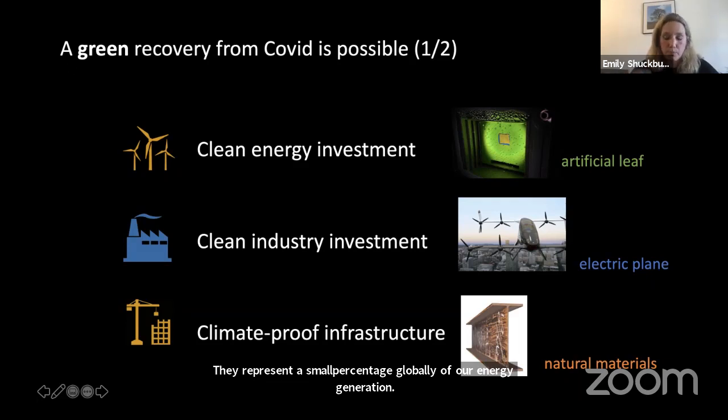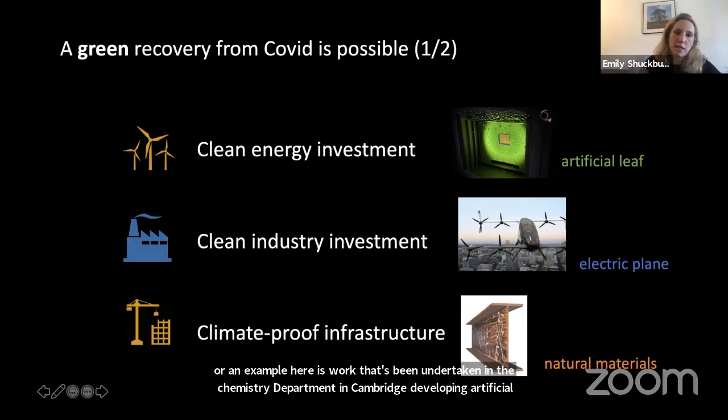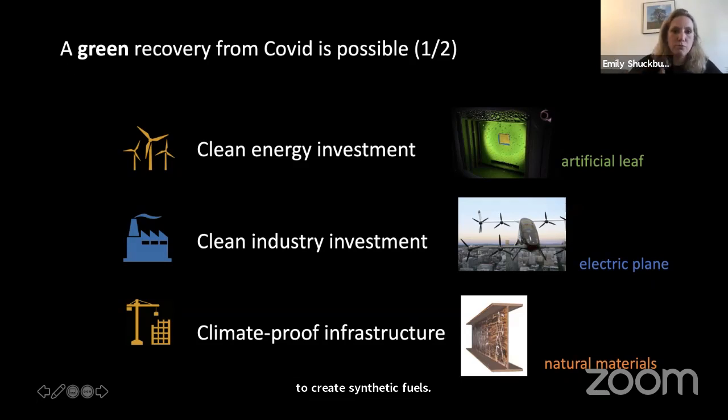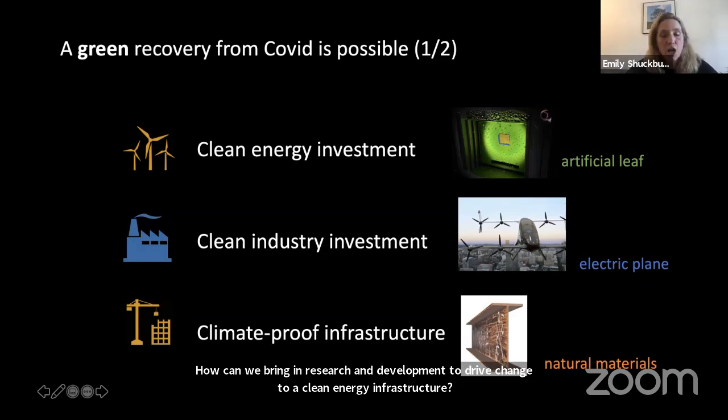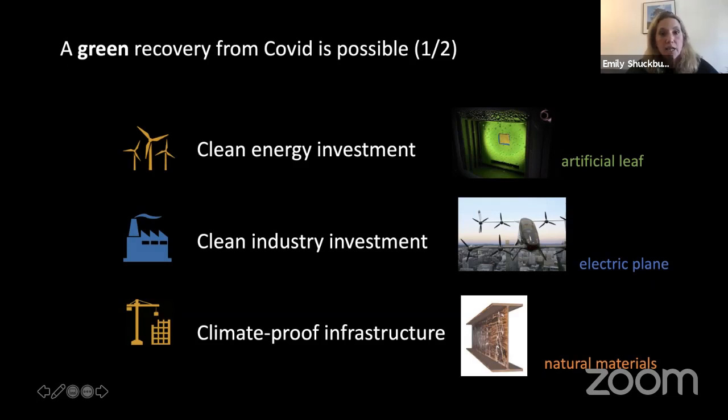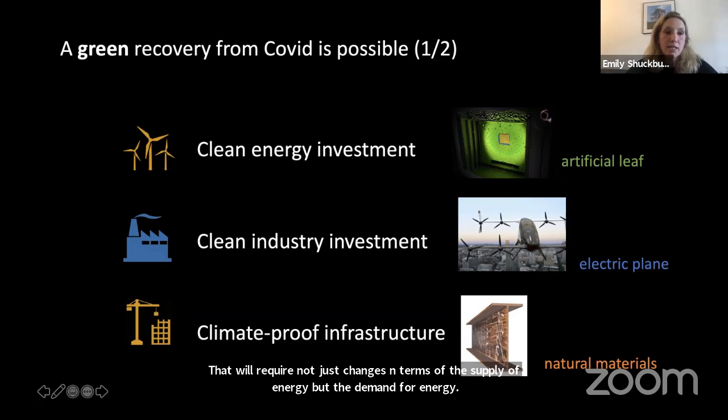So how can we bring in new technologies in terms of new battery technologies, for example, or an example that's shown here is of work that's being undertaken in the chemistry department in Cambridge, developing artificial leaves to create synthetic fuels. How can we bring in research and development to help drive forward the energy change to a clean energy infrastructure? And that's going to require not just changes in terms of the supply of energy, but also in terms of the demand for energy. And that's where potentially AI can come in terms of helping people to use energy more efficiently by introducing smart technology systems.